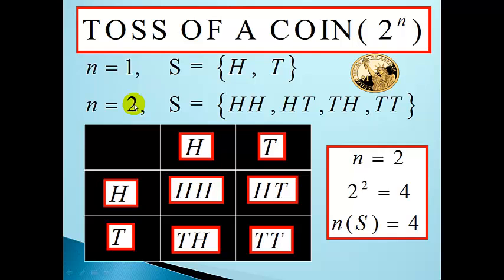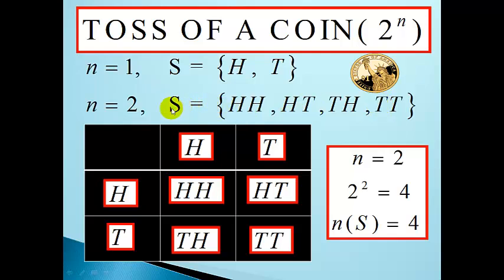When n equals 2, it means the coin is tossed twice, and the sample space will be HH, HT, TH, and TT. So we have 1, 2, 3, 4. Now when n equals 2, then 2 raised to the power n will be 2 square, and 2 square will give us 4. That is why we have 1, 2, 3, 4.